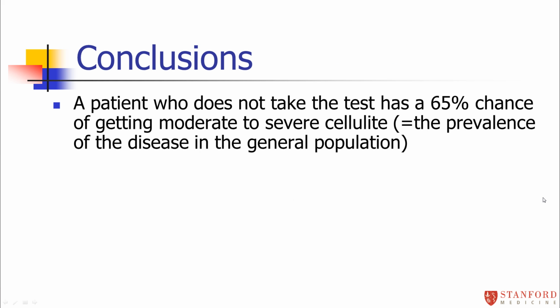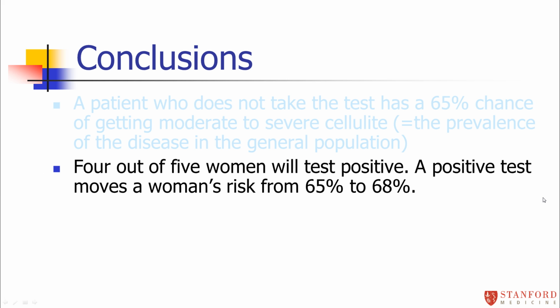So just to summarize here, if you don't take the test, your chance of getting moderate to severe cellulite is 65%, right? Because that's the prevalence, the risk of the disease in the general population. Let's say you take the test. If you take the test, 4 out of 5 women who take the test are actually going to test positive. And if you take the test and you find out you're positive, your risk moves from 65%, just barely a little bit, to 68%.